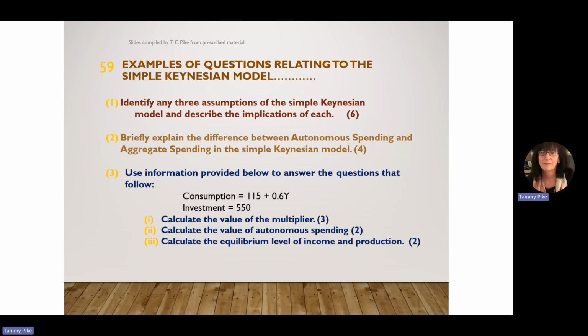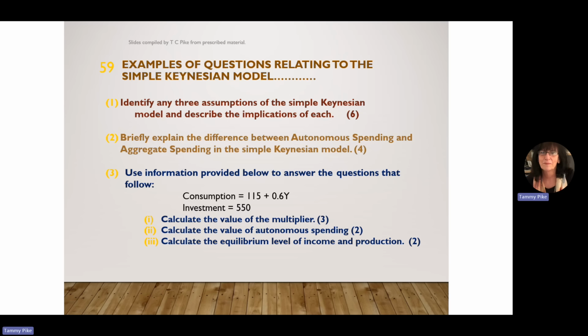Second question, briefly explain the difference between autonomous spending and aggregate spending in the simple Keynesian model. That's another place where students often battle. Make sure you can answer that. All right, just go and look in your textbook. You'll find the information there. It's an easy question that could be asked in Test 2.